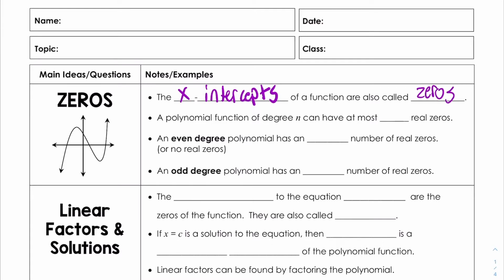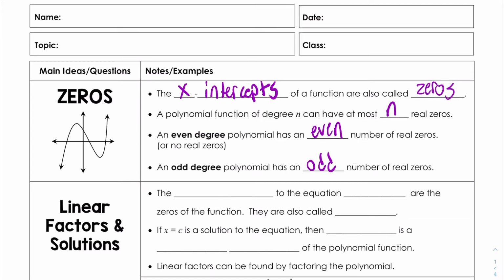There is a limit to how many x-intercepts a polynomial can have, and it has to do with the degree of the polynomial. So whatever the degree is, that is the max number of zeros that it can have. If the polynomial has an even degree, then there should be an even number of zeros. If the polynomial is odd, then there should be an odd number of real zeros. Over here on the left, this graph here, this one would actually be an odd function since it has 3 zeros.